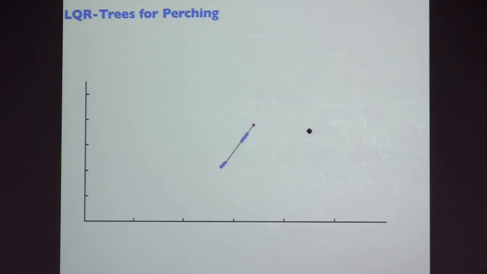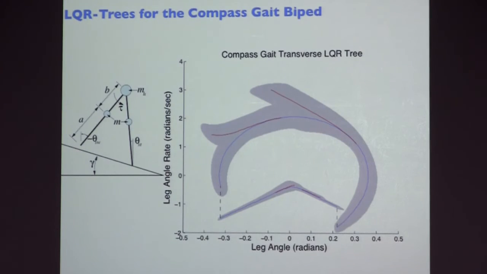And that works. Okay, so that just takes my MATLAB line drawing approximation of our perching airplane and makes it work from initial conditions to the goal. And it works for walking.